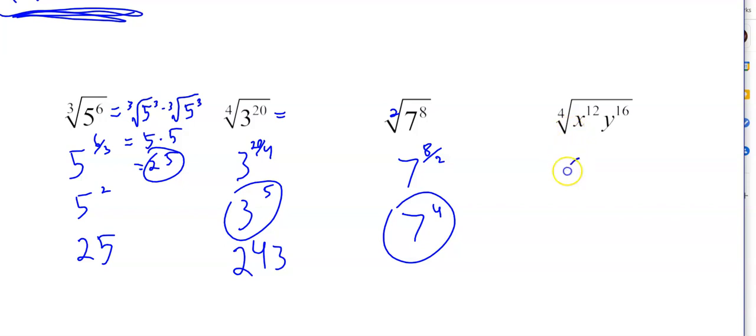This one, again, I'm going to rewrite it. In rational exponent form, this is x to the 12 fourths times y to the 16 fourths. So this is x to the third times y to the fourth.